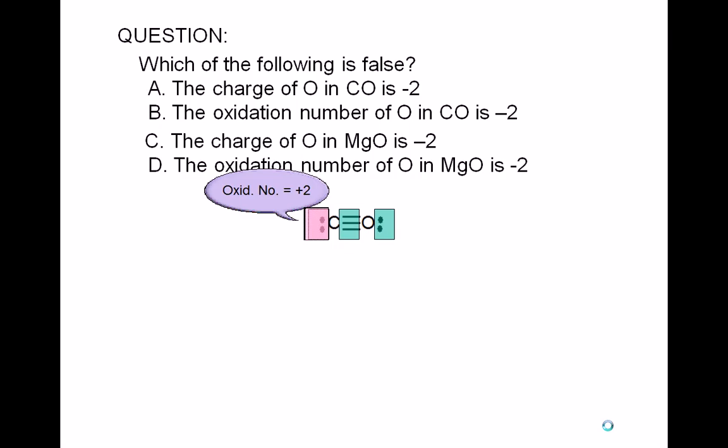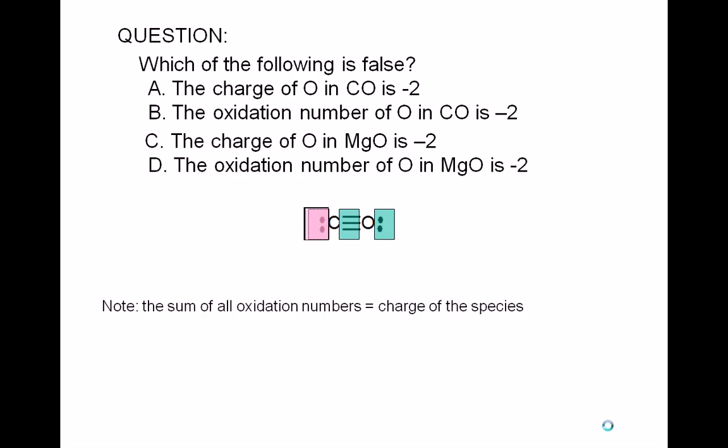Note that the sum of the oxidation numbers add up to the overall charge of the species. A molecule is neutral, so the overall charge of a carbon monoxide molecule is 0. The oxidation numbers of carbon and oxygen in carbon monoxide are +2 and -2. They add up to 0.